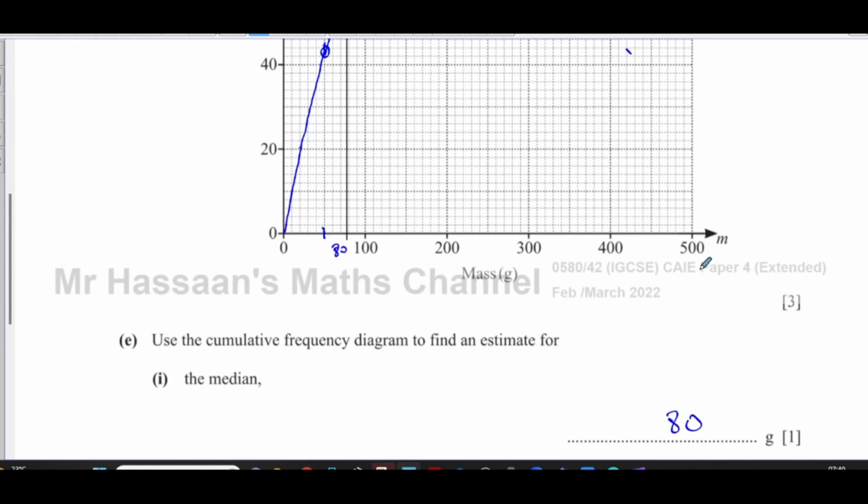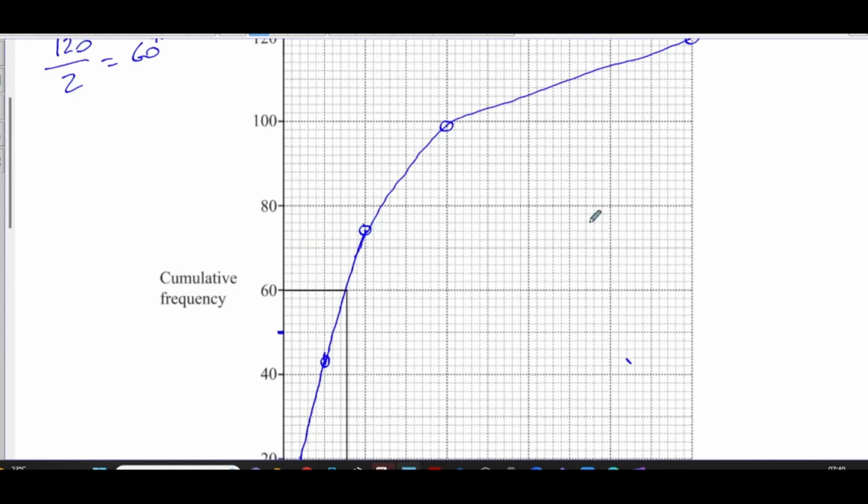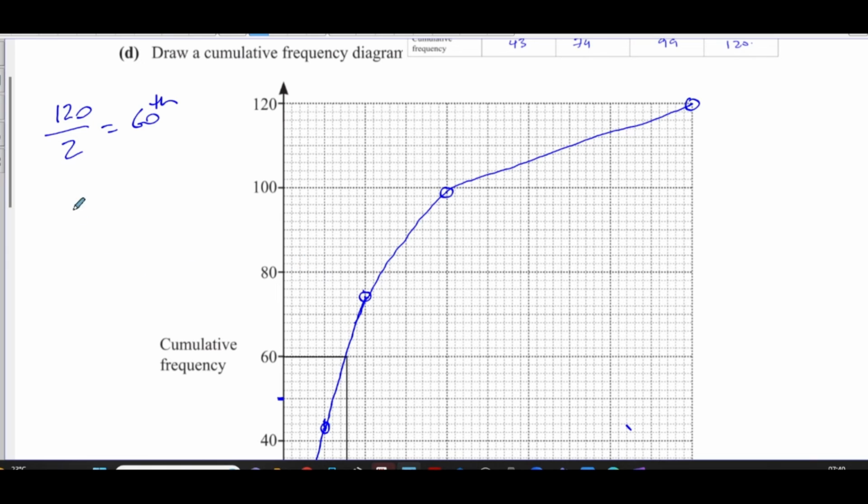Okay, the upper quartile. Now, the upper quartile is like the upper quarter, you could say. So it's like 3/4 away along the data. So you find 3/4 of 120, that gives you 90. So we've got to go to the 90th entry. The 90th entry is right here. Okay, and we see what value it has.